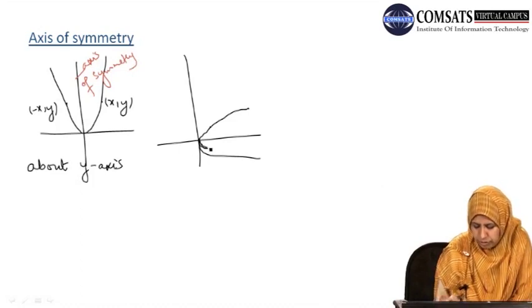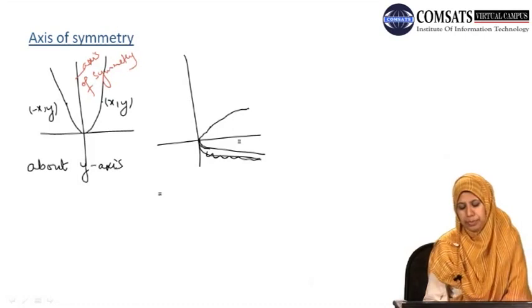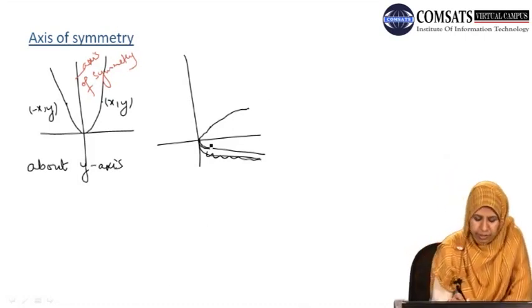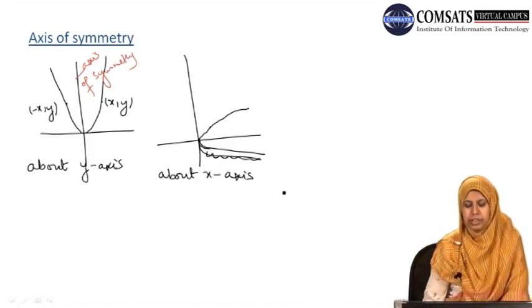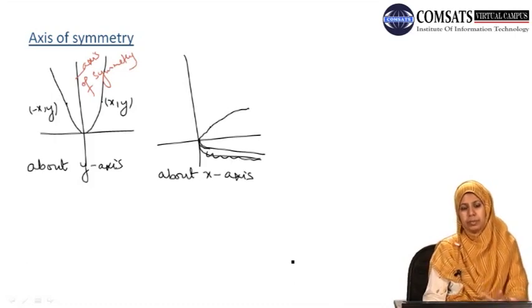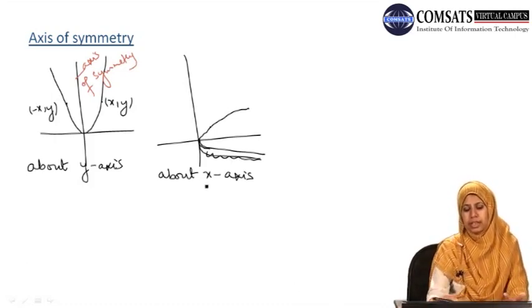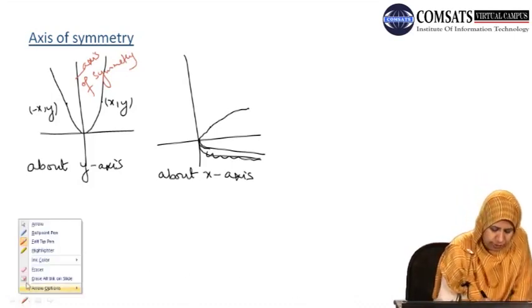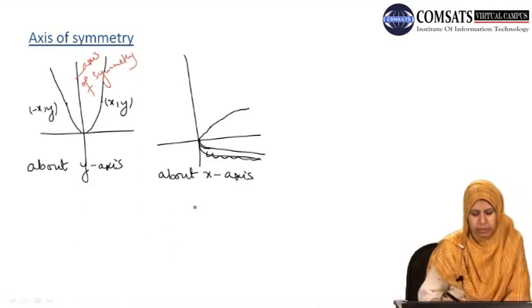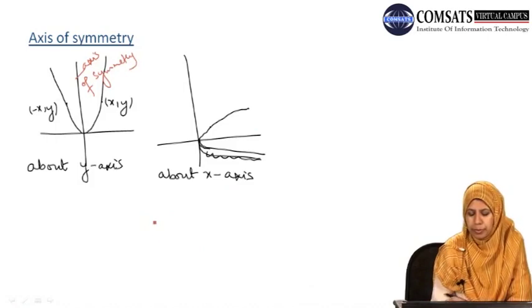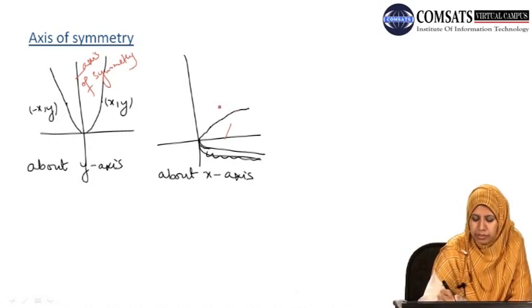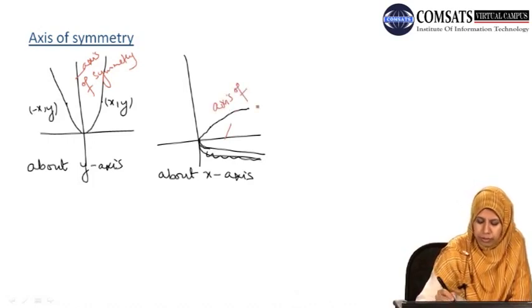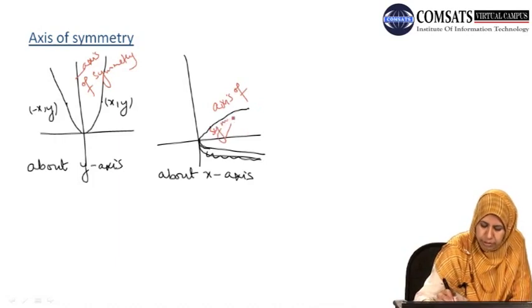Now we come to the symmetry about x-axis. Okay, we have our graph which is symmetric about x-axis, and we are interested in knowing the axis of symmetry, that is the line passing through the vertex. In this case, the line will be the horizontal line passing through the vertex. Same as with the case of symmetry about y-axis. In this case, what would be the axis of symmetry? We can clearly see that this x-axis will be our axis of symmetry.